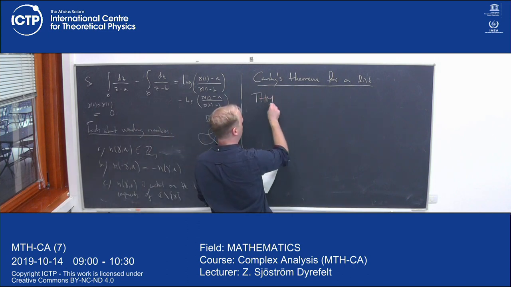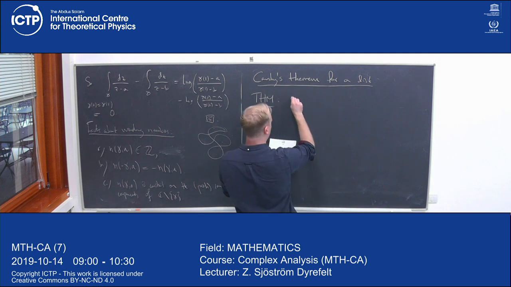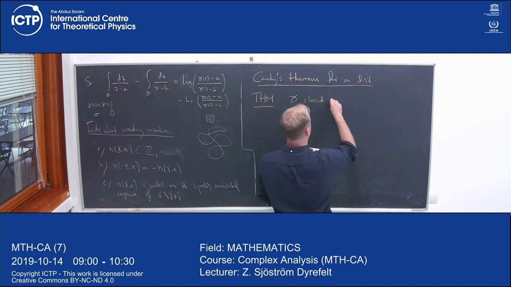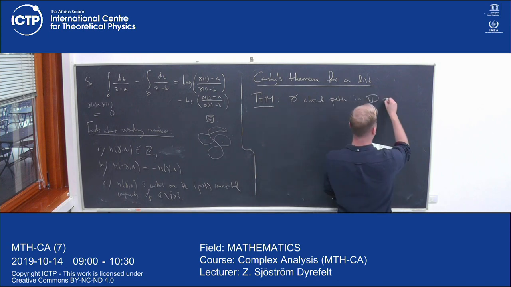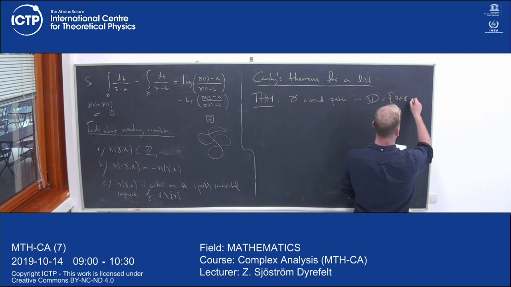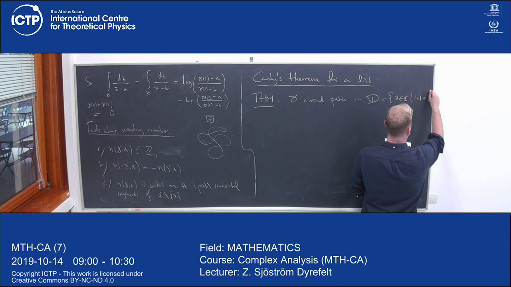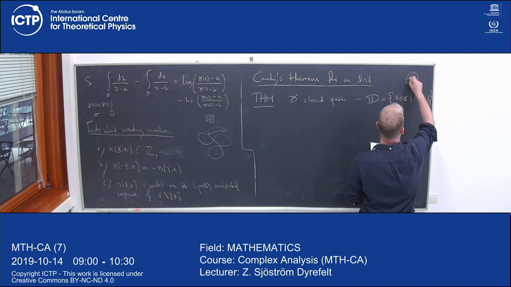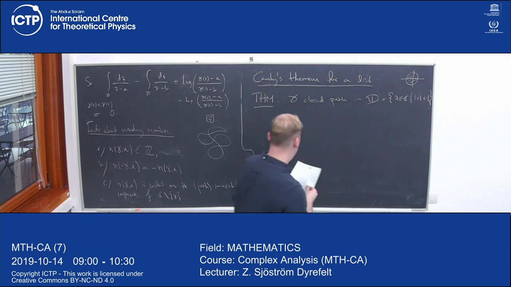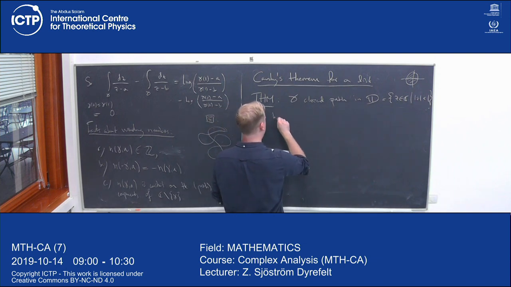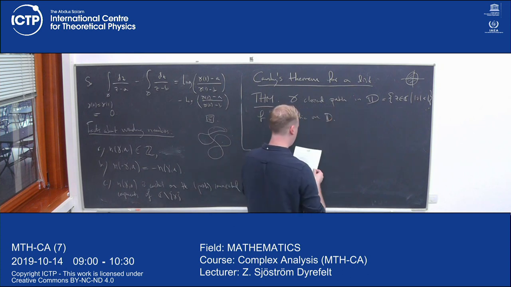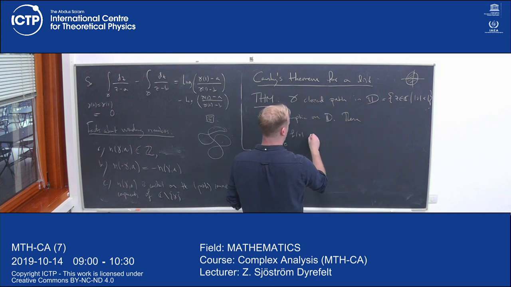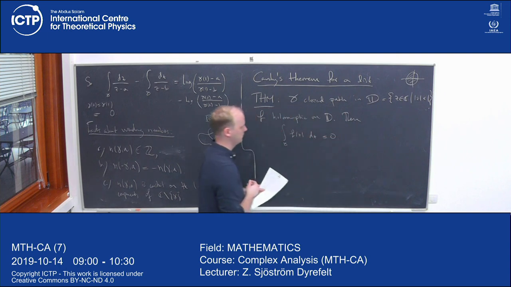So I will write down the statement. Because it deals with any closed path, gamma can be any closed path inside the disk, which is the open unit disk. This is D. So f is holomorphic on D. Then the integral along gamma of f(z) dz is equal to zero.